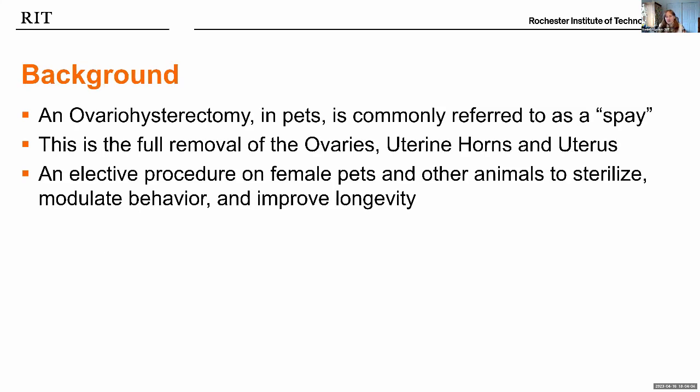So the ovariohysterectomy is the same thing as a spay. In dogs and cats, it's the full removal of the ovaries, uterine horn, and uterus. It is an elective procedure that has many benefits to the individual pet, as well as helps regulate population size.